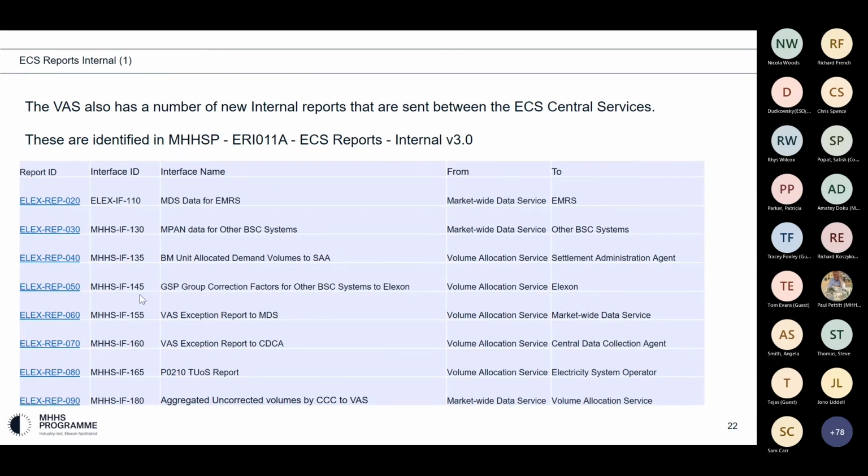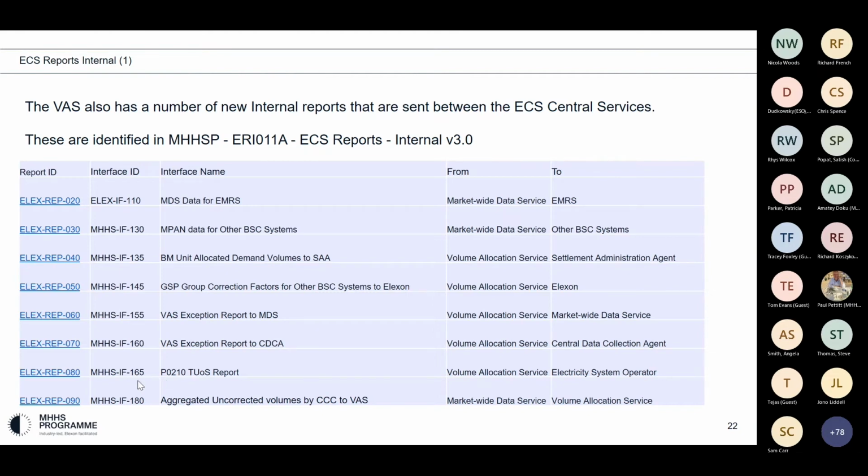There's an internal report which looks at any dubious data, going back to the MDS before a volume allocation run is undertaken, and that goes from the volume allocation run to MDS. MDS needs to then go back and confirm whether there's a problem with the data or not, or provide corrected data. There's an exception report to the central data collection agent. So when it receives that group take data, the volume allocation service also undertakes validation on that data before it would use it in a run.